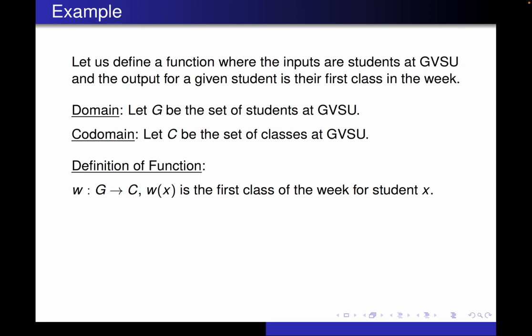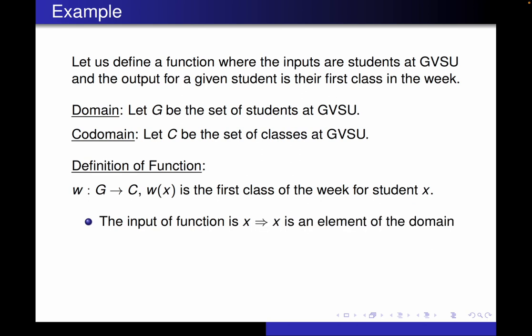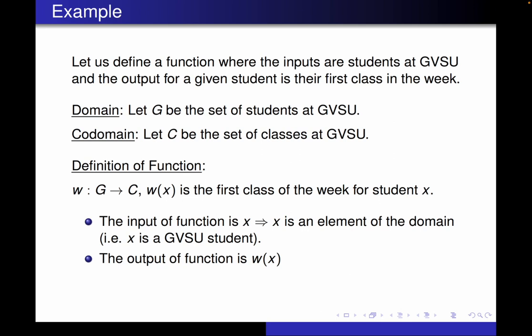Okay. Now we've got to describe some of the notation that we're using here. The input of our function is x. It's going to be an element of the domain, which in this case means that x is going to be a GVSU student. The output is W of x, so W of x is the output that goes with x. So in other words, W of x is the first class for x.